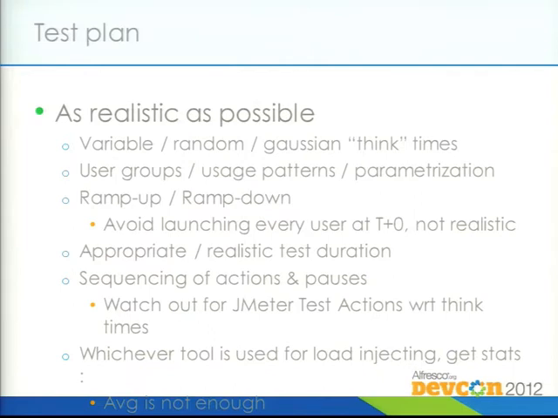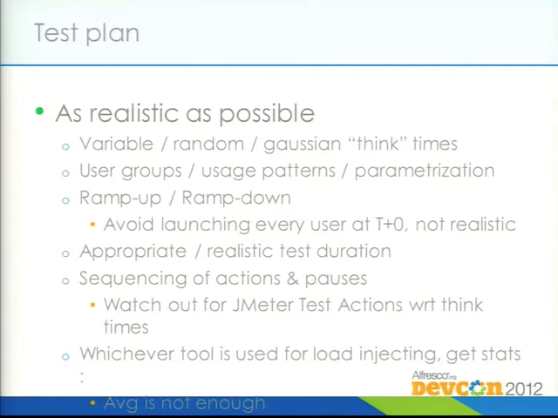So once you've chosen the type of test that you want to run, you have to define a test plan, obviously, and you want the test plan to be as realistic as possible. So you want to have maybe some variable or random, sometimes called Gaussian, think times, so that people are not using the system repeatedly, and they have some delay between the various actions. You want to have maybe some different user groups, because some people will not do the same thing in the application, and if you're only testing one scenario, that may not be realistic for your application. So you want to maybe parameterize to have some different variables in there and all that stuff.